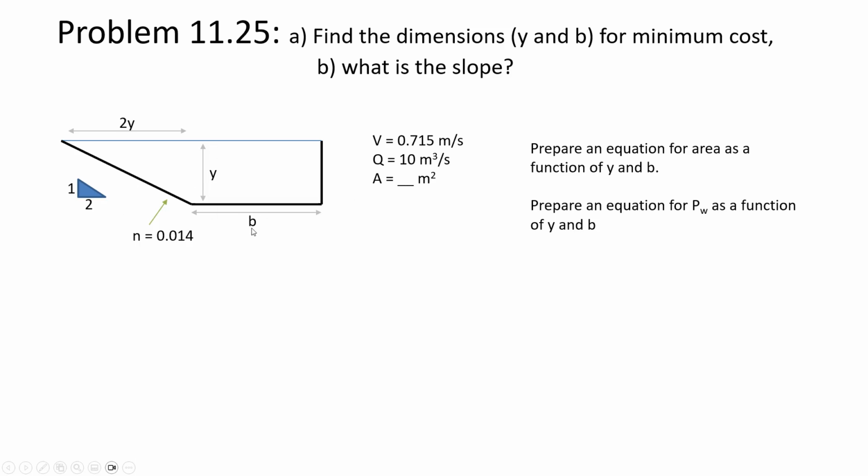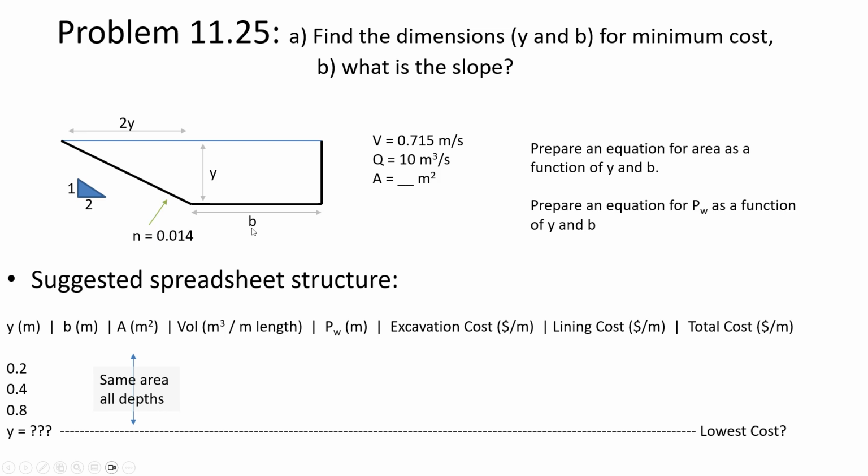So we've got two unknowns, and we're trying to find out what's the optimal combination of Y and B in terms of the lowest overall cost. And the cost is due to two factors. It's due to excavation, and it's due to the lining. And so you're going to add together the excavation cost and the lining cost. The excavation cost is related to the cross-sectional area. The lining cost is related to the wetted perimeter.